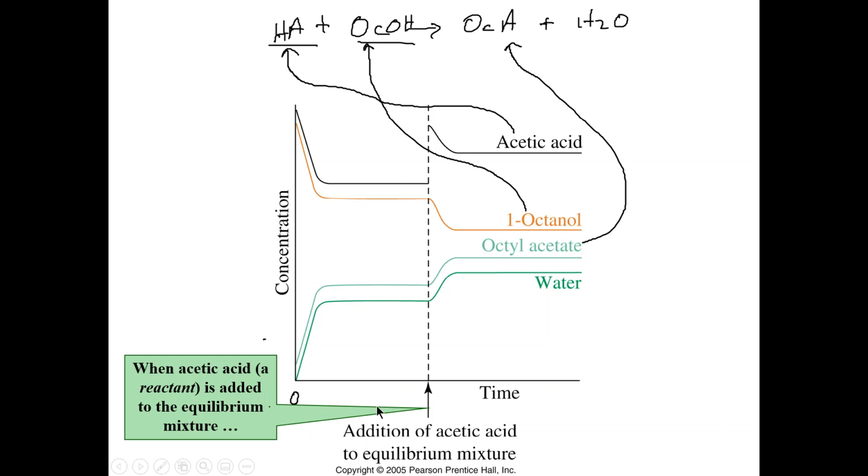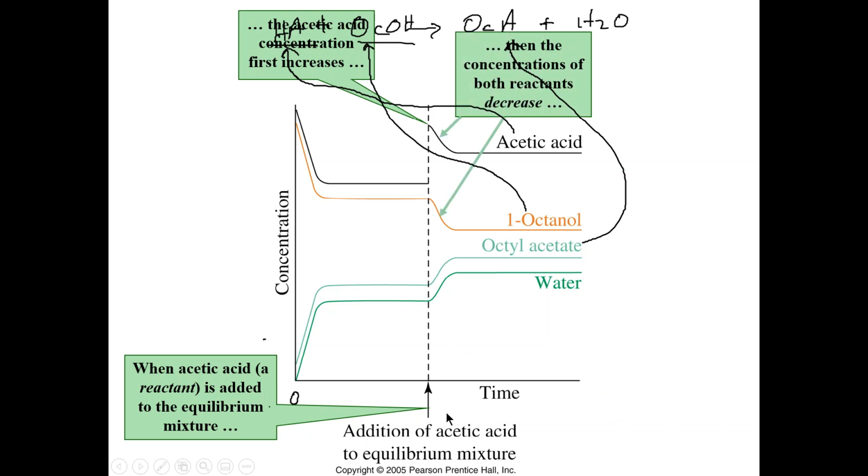So at equilibrium, all of a sudden, you add acetic acid, right? So when you add acetic acid, what happens? Well, as we said before, the system is no longer at equilibrium. So what will happen is that the concentrations of both reactants from that point on will start decreasing, right? The concentration of acetic acid increases at equilibrium when you add the acetic acid, and then the system tries to achieve equilibrium by reducing the concentration of the acetic acid. There'll be a corresponding reduction in the concentration of 1-octanol. At the same time, you'll have an increase in the concentration of water and octyl acetate, right?